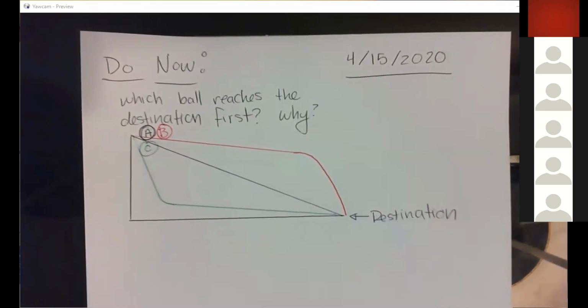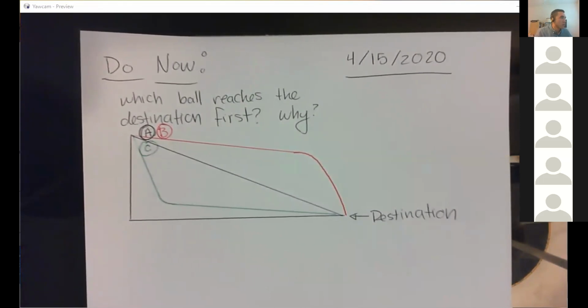Okay, welcome in AP Physics. Today we'll be doing a review on kinematics. To start this off, I have a concept question, which is kinematic in nature.